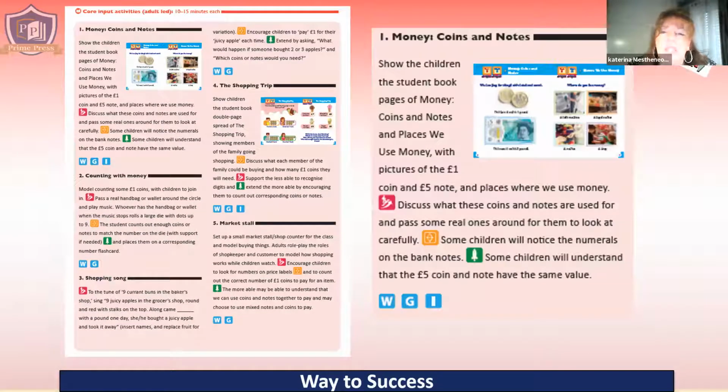Now, this is just an example here of one of the activities, the first one. You can have a little look. We've got the thumbnail here, and then it gives you instructions as to actually what to do.